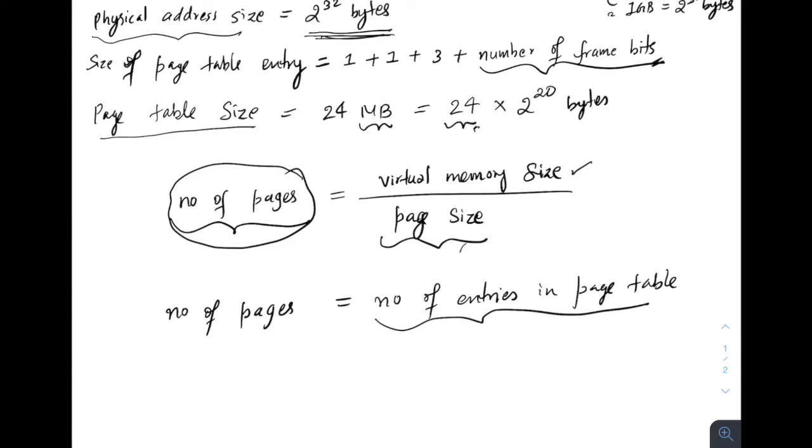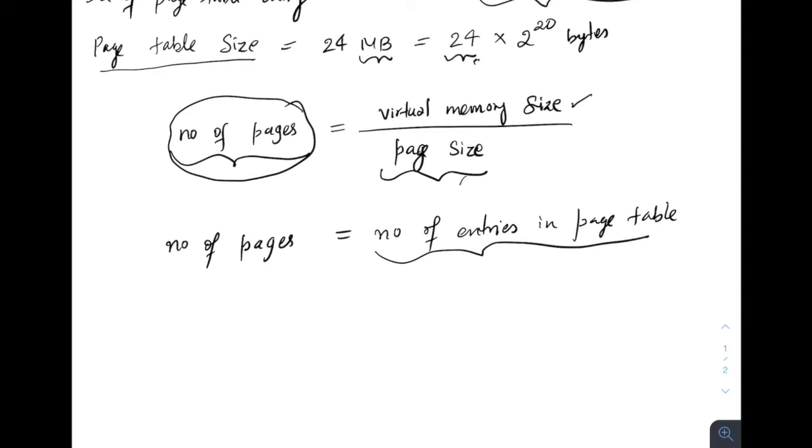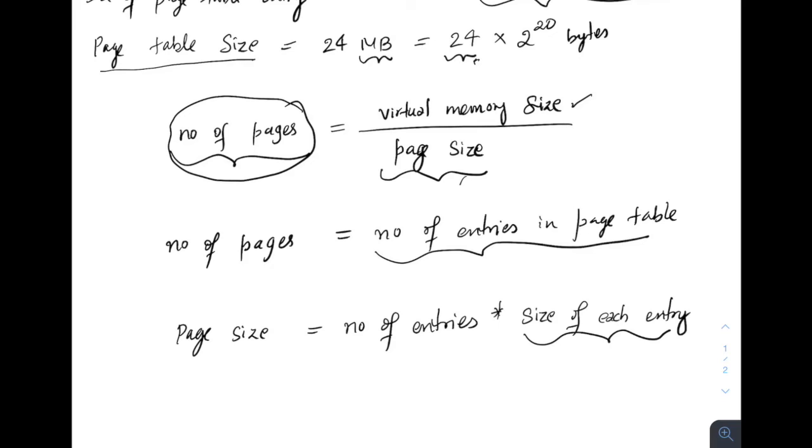Now, to find the number of entries in the page table, let's have another form, because page size is given, right? So what is page size? Page size is equal to the number of entries in the page table into the size of each entry. So you are seeing now how we are trying to relate to the information in the question, because the size of each entry is also kind of given, but something is missing. We need to find the number of entries.